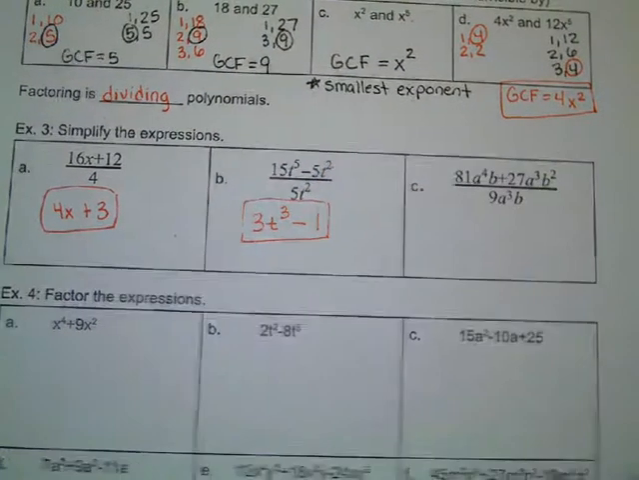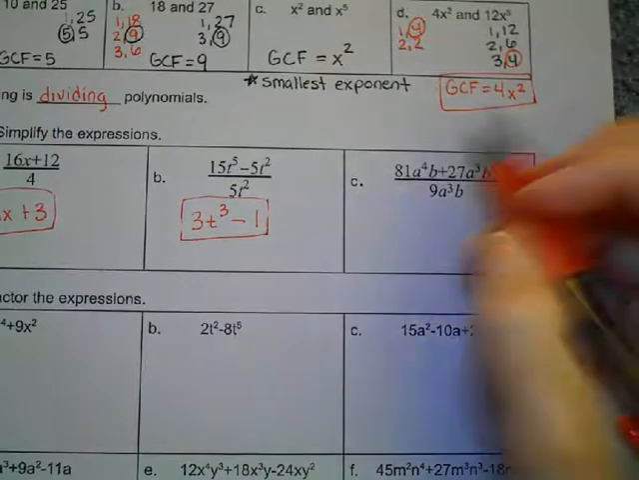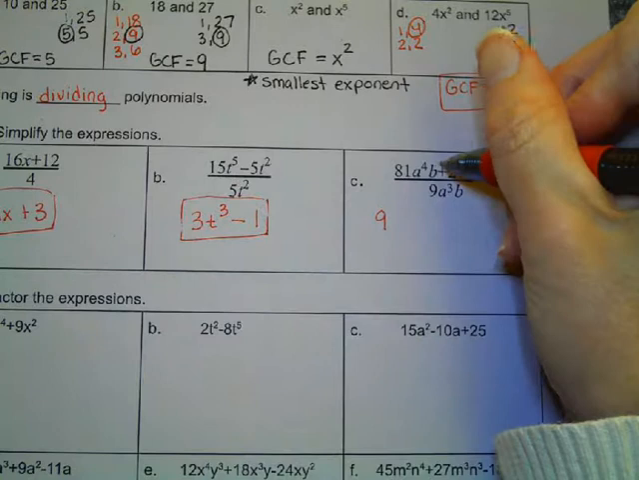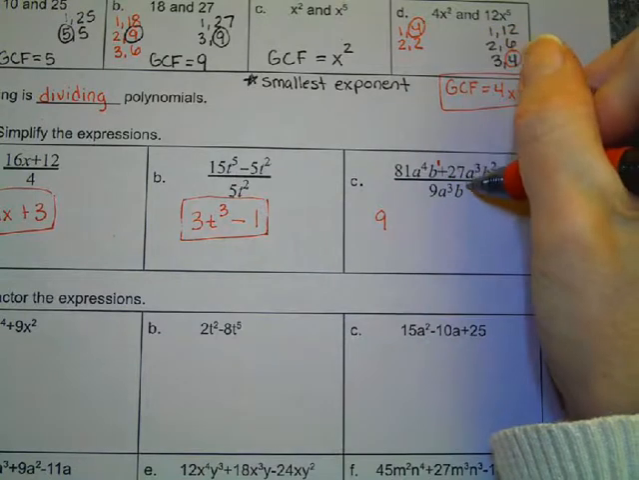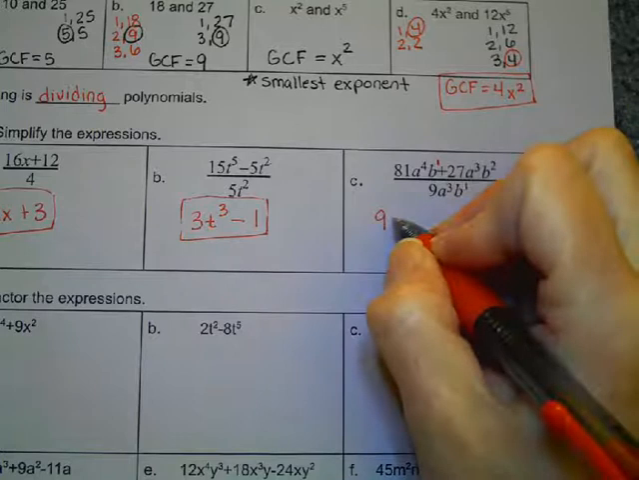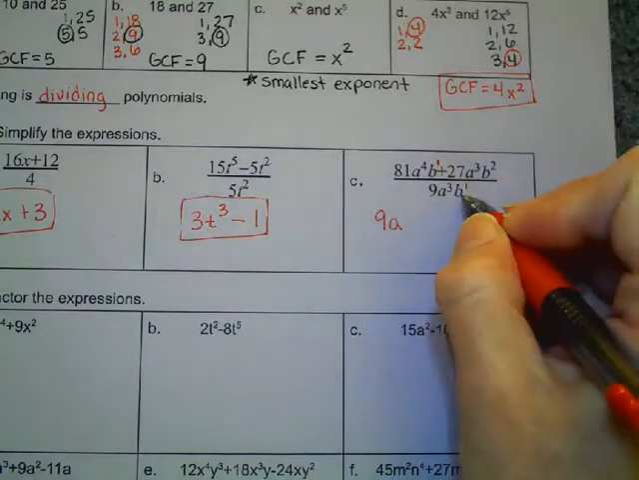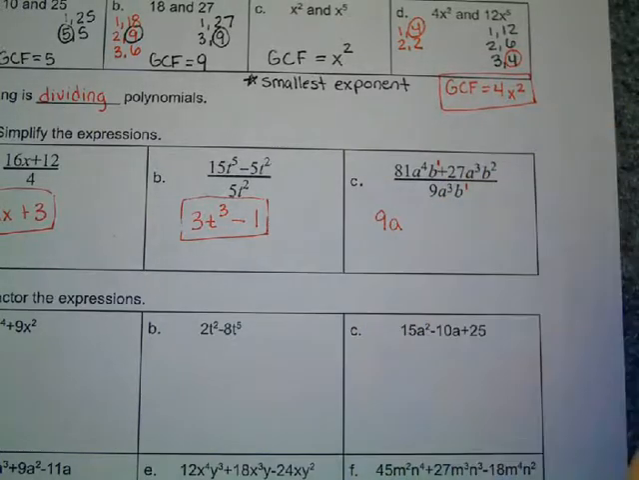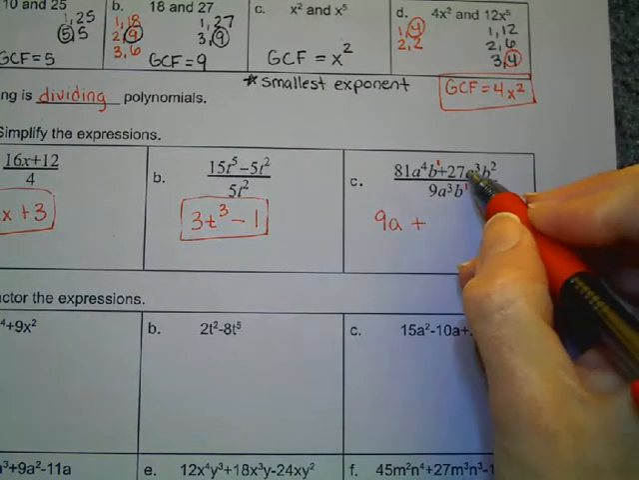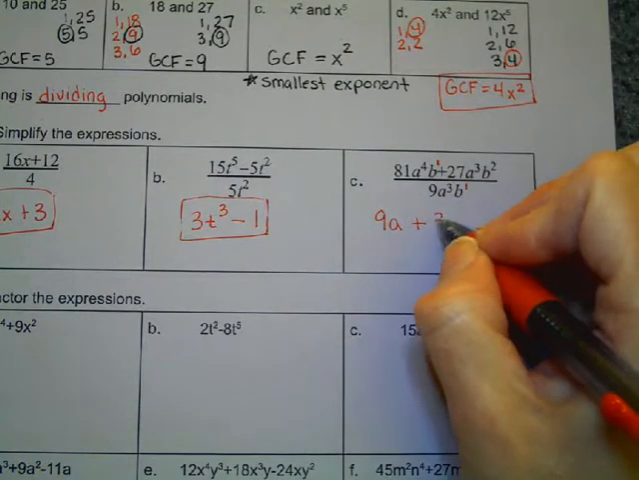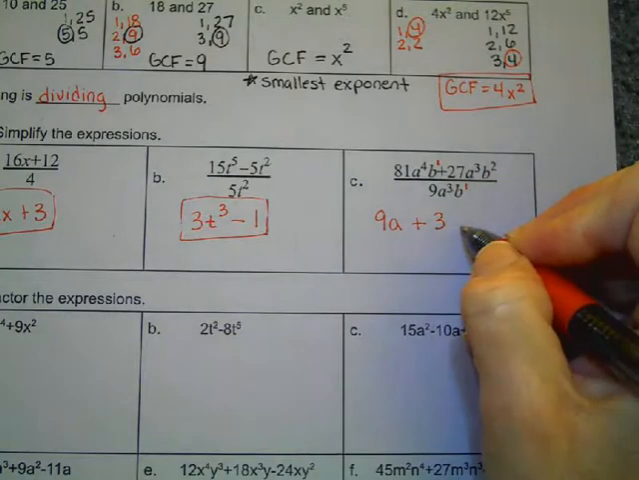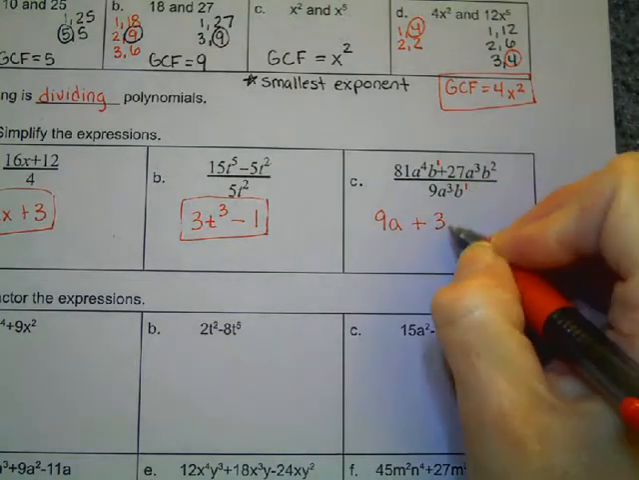Okay, this one, 81 divided by 9 is 9. We're subtracting these exponents. Remember these letters that don't have a number with them are just 1. So this would be a to the first power, and then no b's, because 1 minus 1 is 0, so there are no b's. After the plus sign, we have 27 divided by 9 is 3. 3 minus 3, there are no a's left, and 2 minus 1 is there is 1 b left.